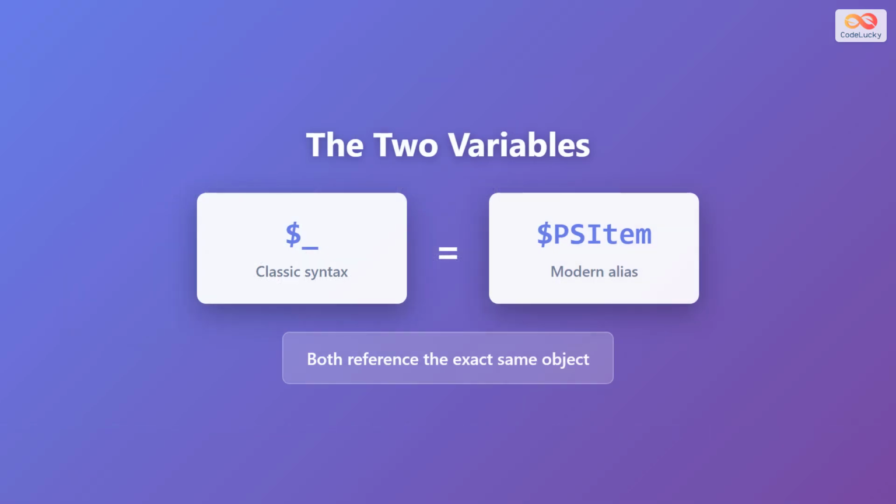PowerShell gives us two ways to reference the current pipeline object. The first is $_, which is the classic syntax that's been around since the early days of PowerShell. The second is $PSItem, which is a more modern and readable alias. Here's the important thing to remember. These two variables are completely identical. They both point to the exact same object in memory. You can use either one interchangeably based on your preference or coding standards.